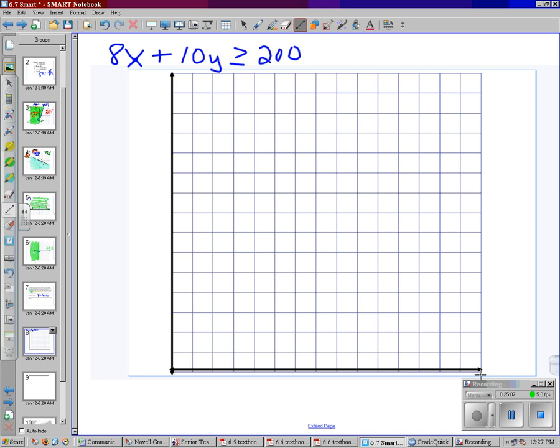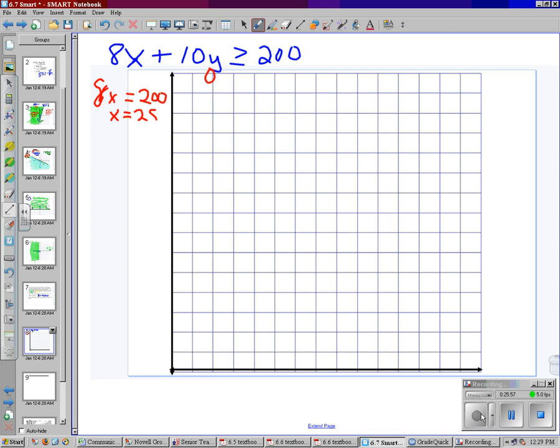So should we use slope intercept or should we use XY intercepts in order to graph this? Any thoughts? Why don't you take a moment and see what the x-intercept and the y-intercept are. Do I have a volunteer for my x-intercept? Remember, you're putting 0 in for y and solving for x. So when you put 0 in for y and solve for x, I got 8x. You can even say just equals 200. We don't have to worry about the inequality. What's 200 divided by 8 on your calculator? 25? Okay, so we get x equals 25.